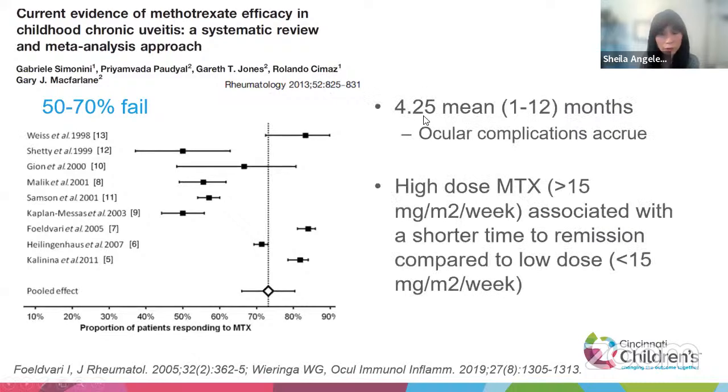Importantly, Dr. Fulberry had shown that it takes a mean of 4 months for there to be any efficacy, and anywhere from 1 to 12 months to actually determine whether or not methotrexate is efficacious for uveitis, which I think is important because during this period of continued glucocorticoid use or inflammation, ocular complications do accrue. Another study by Dr. Waring has shown that high dose methotrexate is associated with shorter time to remission. So we do like to use higher doses early on.